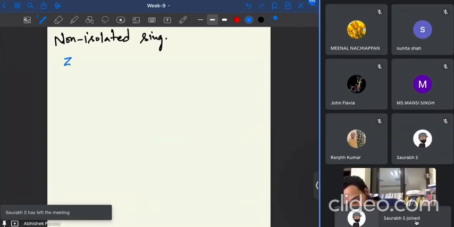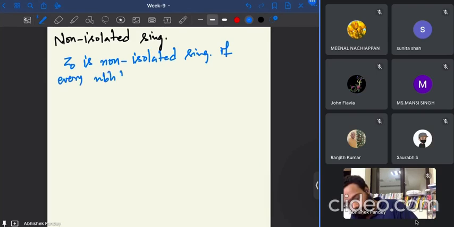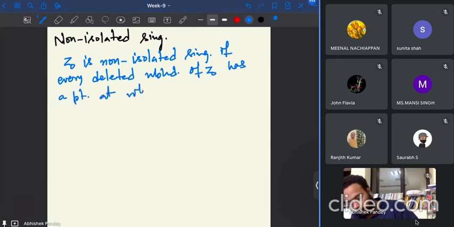So z naught is a non-isolated singularity if every neighborhood, or one can say every deleted neighborhood, of z naught has a point at which f is not analytic.